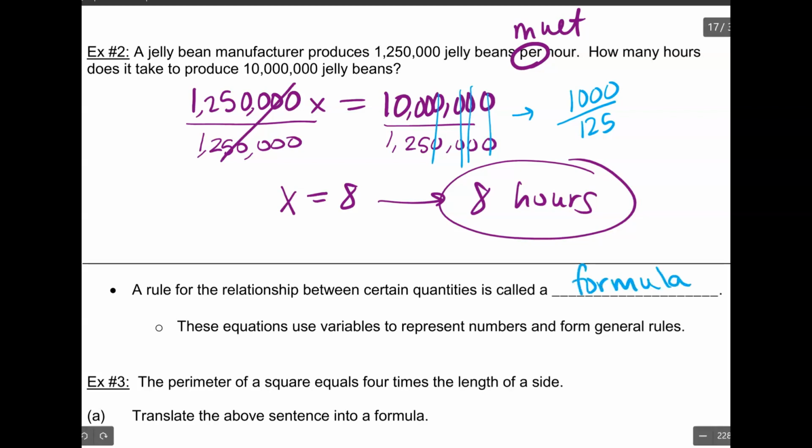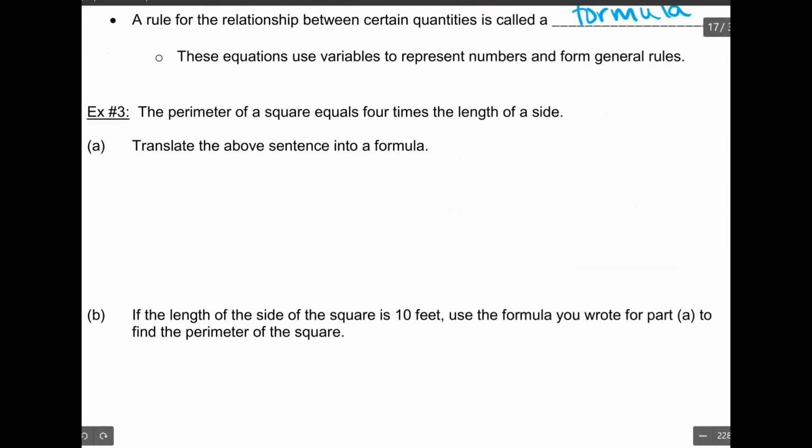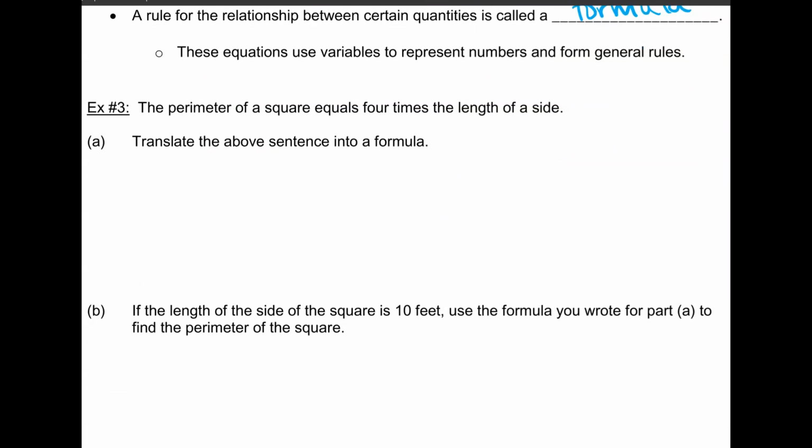If you're in physics or chemistry, you have formulas, right? The formula to figure out the height of a kicked soccer ball. The chemical equations are all formulas. They represent numbers and give form to general rules. One example is the perimeter of a square equals 4 times the length of a side. Perimeter is P, and it equals 4 times the length, so 4L. Equals means equals. So translated into a formula, P equals 4L.